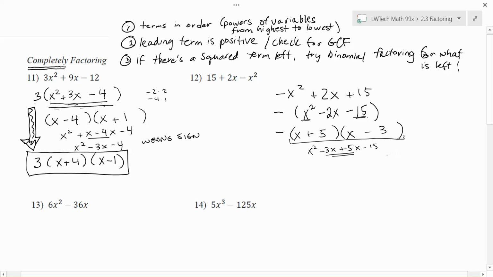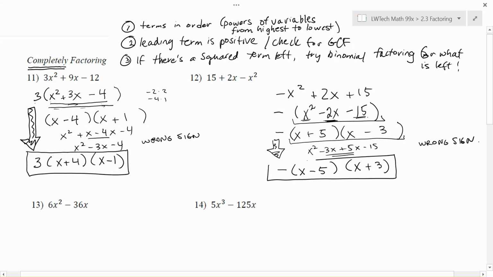In the middle here, that gave us a plus 2x, right value, but the wrong sign. So we can change these inside things. The x plus 5 becomes x minus 5. And the x minus 3 becomes x plus 3. And again, double check. A plus 3x and a minus 5x gives me a minus 2x in the middle, which is what I'm trying to match here. We're just focusing on what was left here. So x minus 5 times x plus 3 will get me the x squared minus 2x minus 15. There was that negative sign out in front, so that negative sign does still stay with my final answer, and this is my completely factored form.